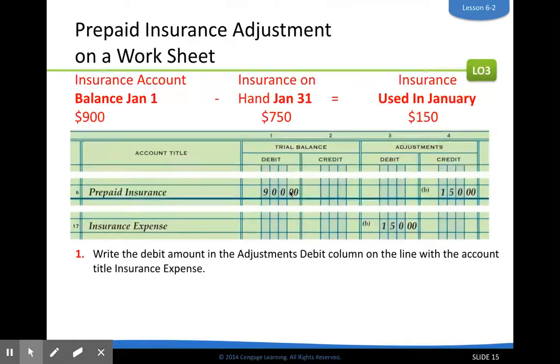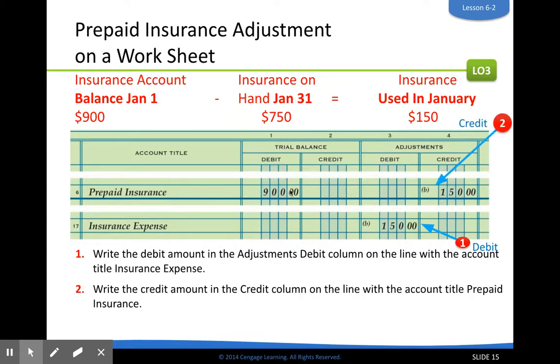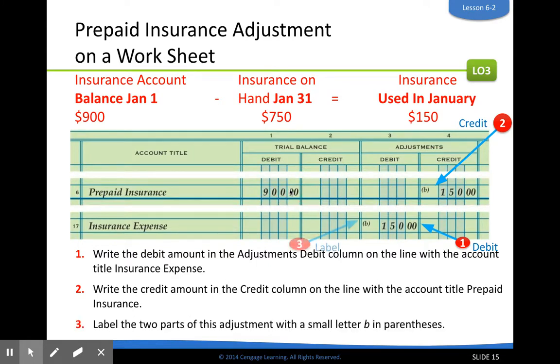Starting with a debit to insurance expense to show the $150 debit increase to insurance expense. Then we need to decrease our debit of $900 with a credit of $150. So that's the second step. Third step is we label them as B so that we know that the B adjustments go together. Those two numbers are for the same adjustment.